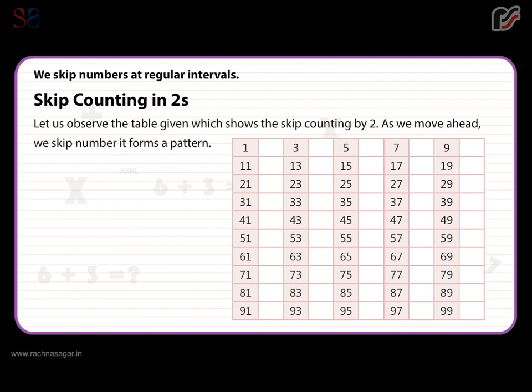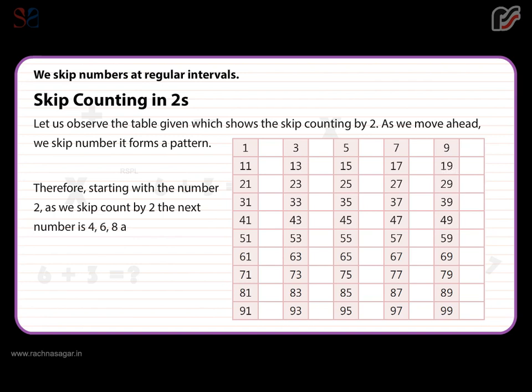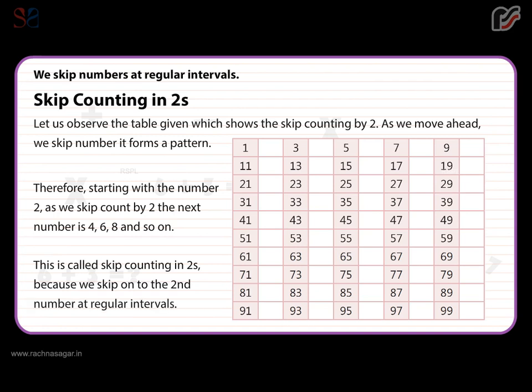81, 83, 85, 87, 89, 91, 93, 95, 97, 99. Therefore, starting with the number 2, as we skip count by 2, the next number is 4, 6, 8, and so on. This is called skip counting in twos, because we skip on to the second number at regular intervals.